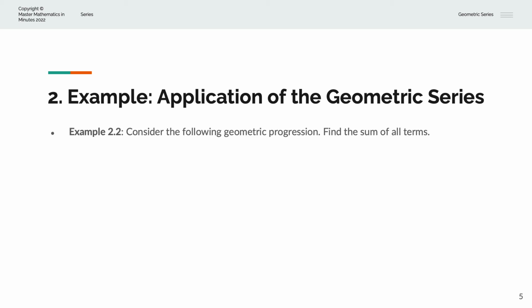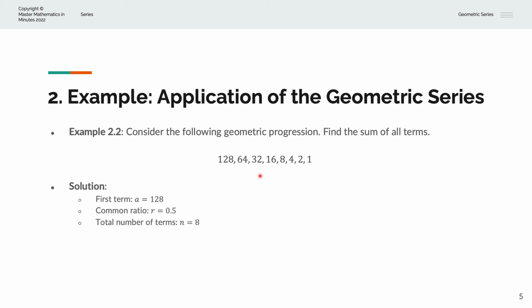In the second example, we're asked to find the sum of all the terms in this geometric progression: 128, 64, 32, and so on. So the first term, a, is equal to 128 in this case. And the common ratio r is equal to 0.5, because 128 times 0.5 is 64, 64 times 0.5 is 32, and so on. And with a total number of 8 terms.